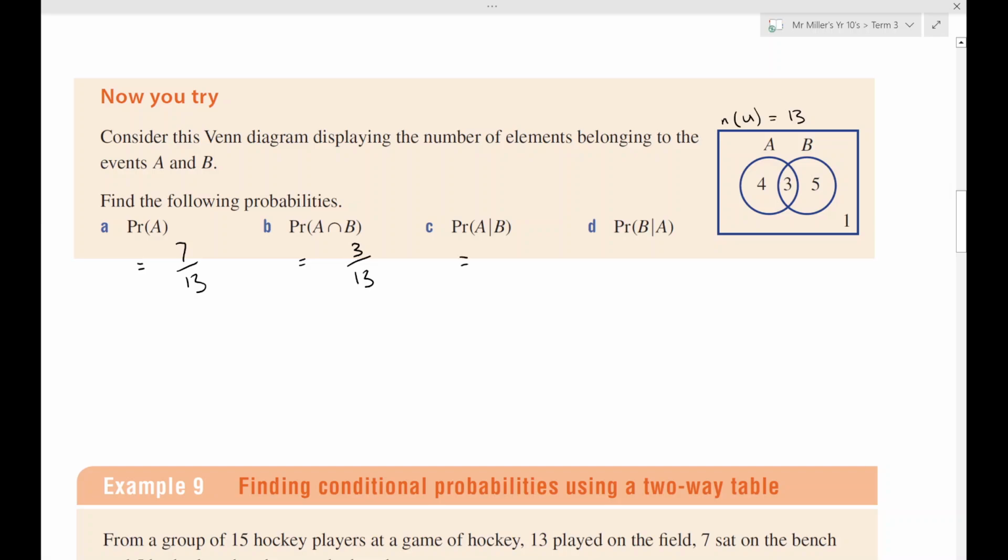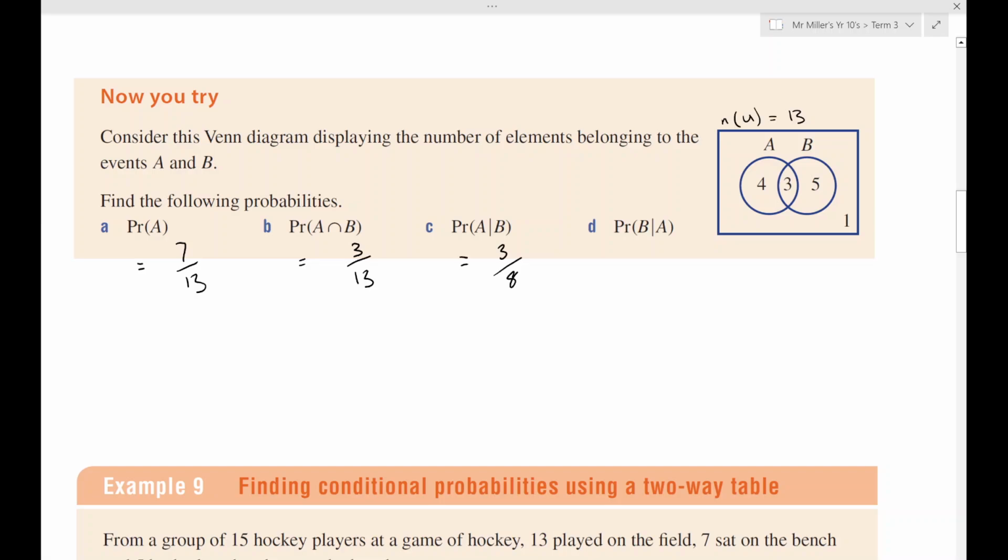Okay, so here's a conditional probability question. It says the probability of A given B. So we need to look at what is B. So given B, what is actually B? Well, there's 8 elements that are B, 5 plus 3. So given these 8 elements, which are also A? Well, here are elements that are A. So there's 3 elements that are A given they are B, given that we are talking about the elements that are also B.